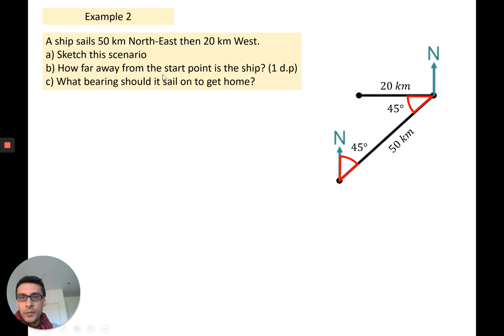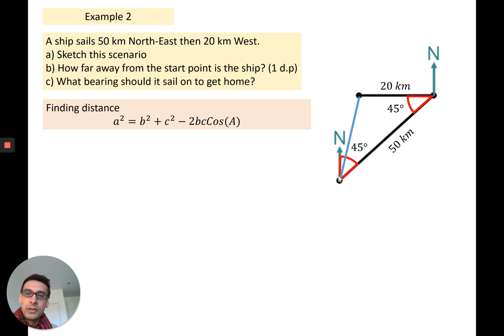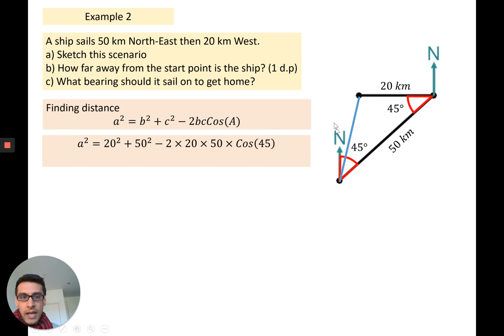So how far away from the start point is the ship? Well, what we really want to know now is this line here. That 45 degrees next to the initial start point has been split up, so we can't really use that at the moment. So we are going to have to use the cosine rule again. Your unknown is going to be the blue line. So it's going to be a squared equals 20 squared plus 50 squared, take away 2bc cos, and you can see that's a 45 degree angle. And then you get 38.5 and you square root your answer.